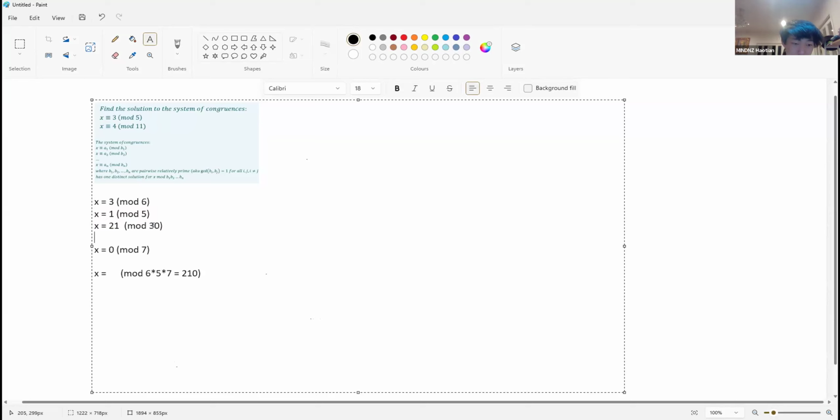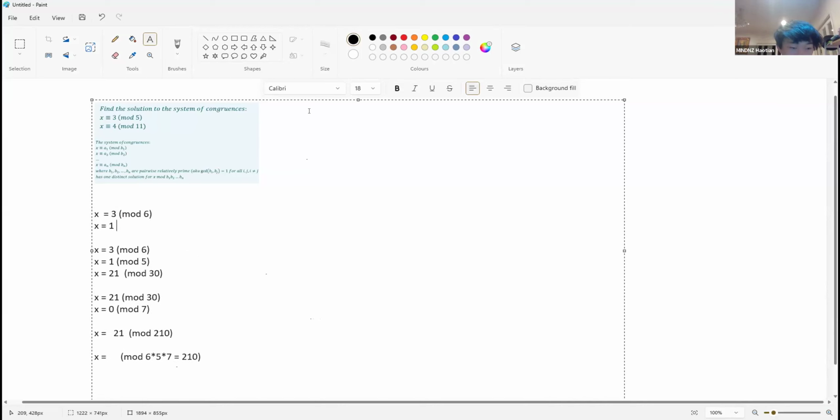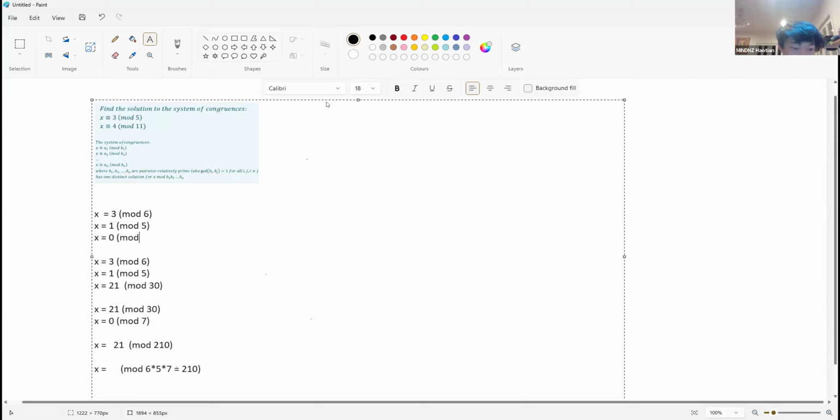But those two become this. So now those 3, excluding this one, become these two. And now, oh, actually pretty nice. What is it congruent to mod 210? Does that mean the whole two? Yep. It is 21 because if we look at the original problem, x is congruent to 3 mod 6, x is congruent to 1 mod 5, x is congruent to 0 mod 7.